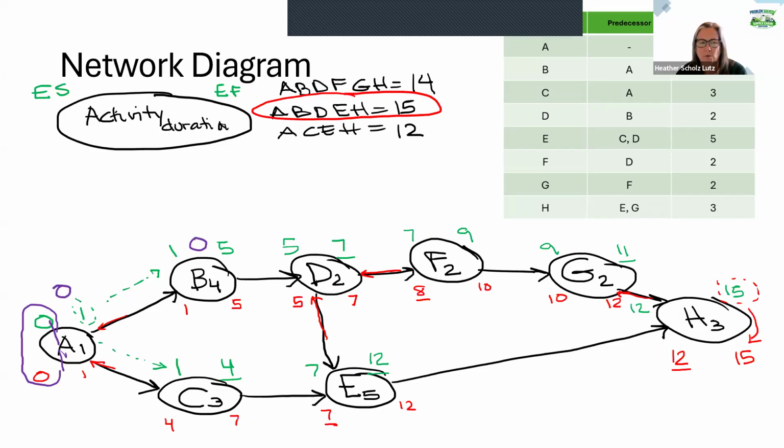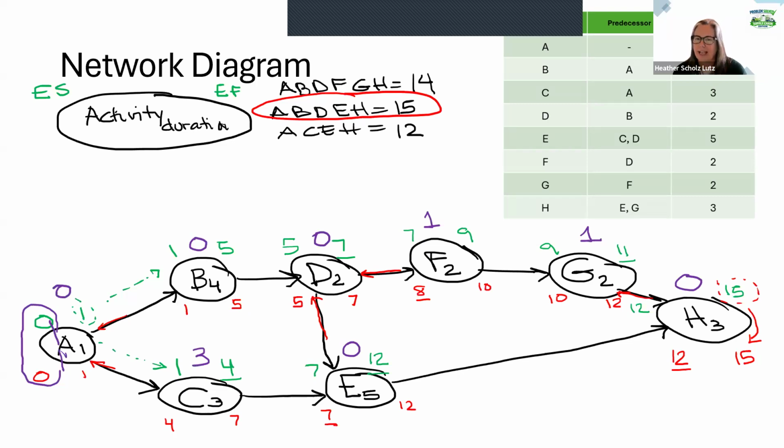1 and 4 or 4 and 7, the difference is 3 there. Here we have 5 and 5, so it's 0. 7 and 7, it's 0. 7 and 8, so this is 1. 9 and 10, that's a 1. And this one should be 0. So again, you should have one ending node that has all the same numbers as well.